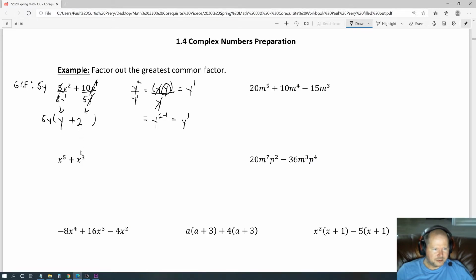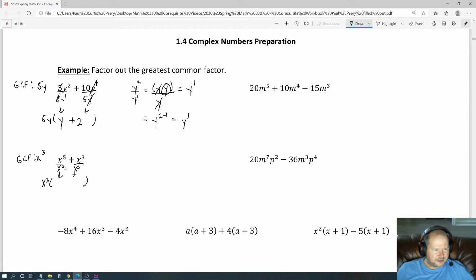All right, so let's try another one. Here we have x to the 5th power plus x to the 3rd power. It looks like the GCF of this is simply going to be x to the 3rd power, each element to the lowest power, because we're doing the GCF. The lower of 5 and 3 is 3. So we divide both of these by x to the 3rd, put x to the 3rd outside the parentheses, and whatever's left over after division, we put within the parentheses.